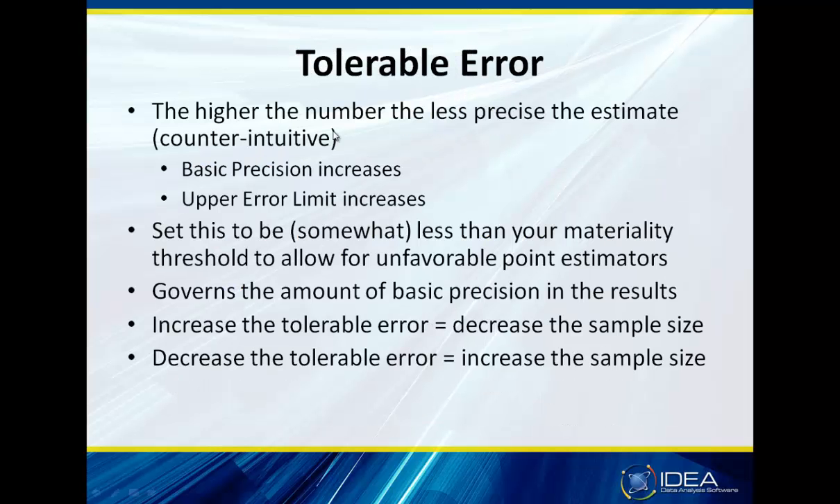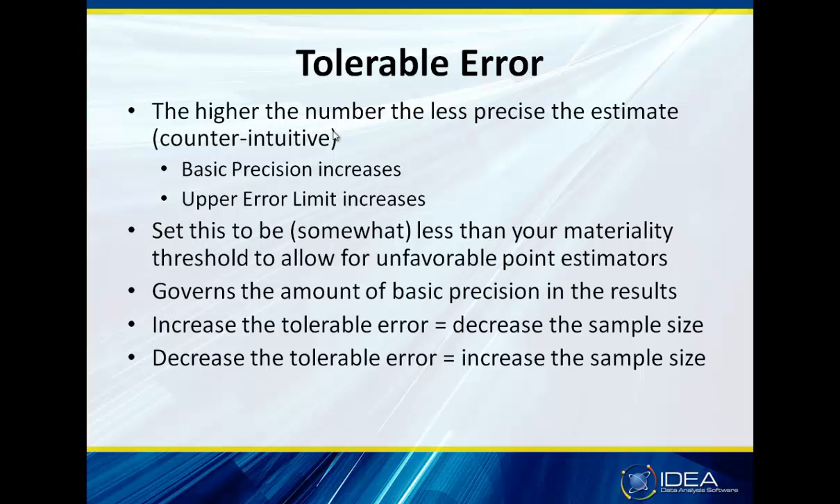The tolerable error. The higher the number for the tolerable error, the less precise the estimate. Precision is sort of a counterintuitive number in that the higher the number, it indicates less precision. When we increase the tolerable error, our basic precision at the very end, when we do our projections, increases, making our point estimate of the most likely error less reliable.